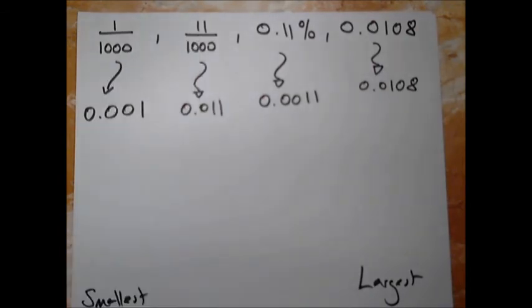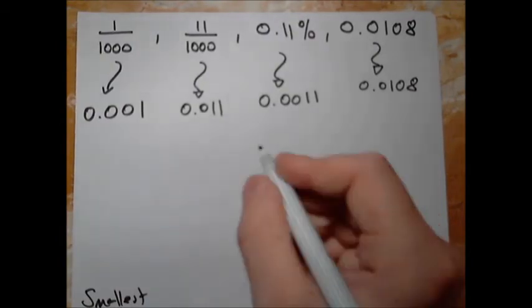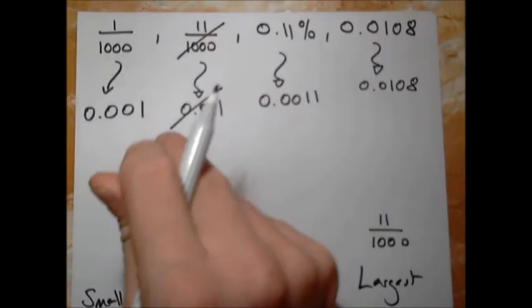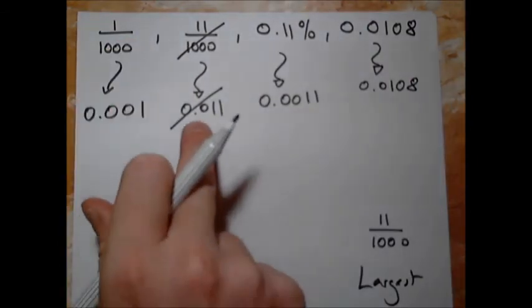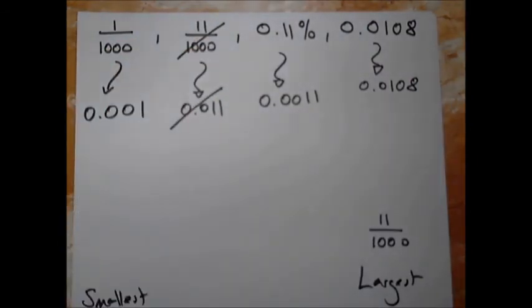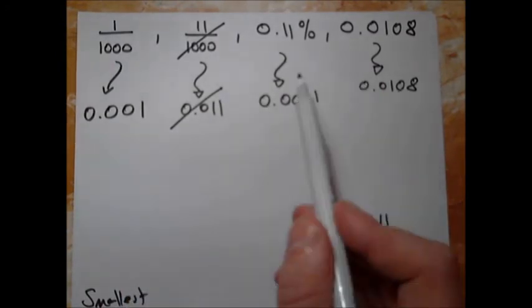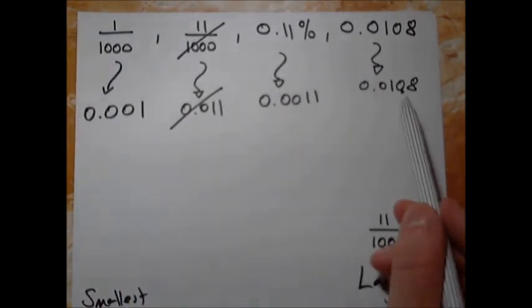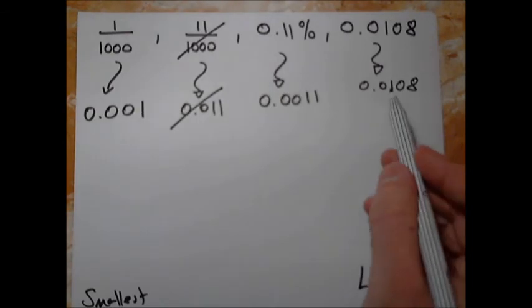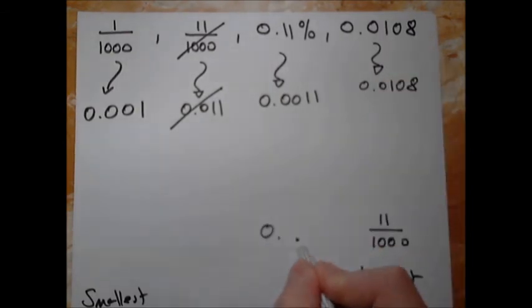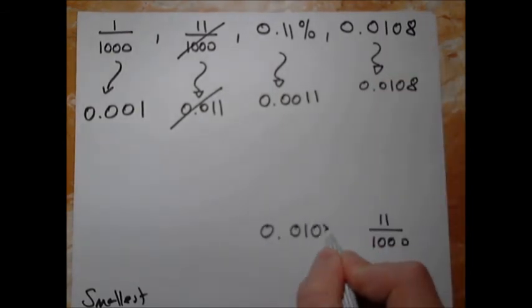So this here is the largest. 11 divided by 1,000. And I'm going to cross it out. But I'm not going to cross it completely out, so the examiner knows I've converted it into a decimal, just in case I make a mistake. So let's continue. Well, we've decided it was going to be between these two to be the largest, so clearly this one must be the next largest. 0.0108.